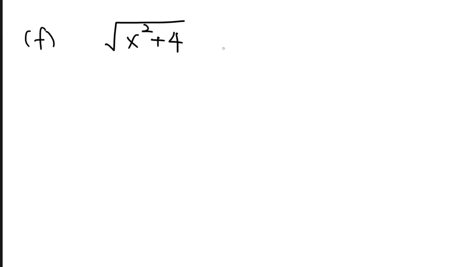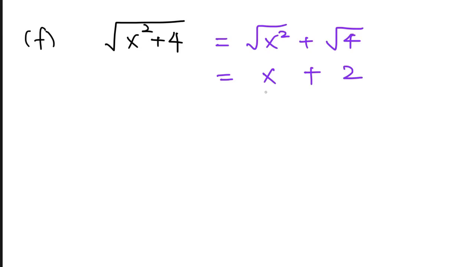Okay, so here is the next example. Can you simplify this expression? Can you break up these two terms? If you can do that, square root of x squared is x, and root 4 equals 2. Simplify, right? But don't do this. You can't do this. Wrong.